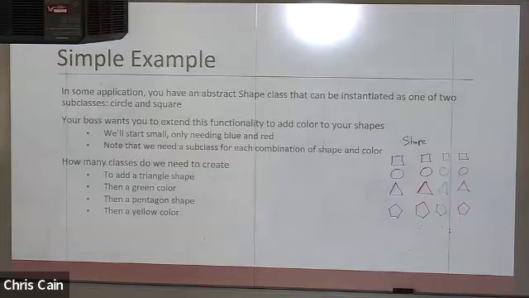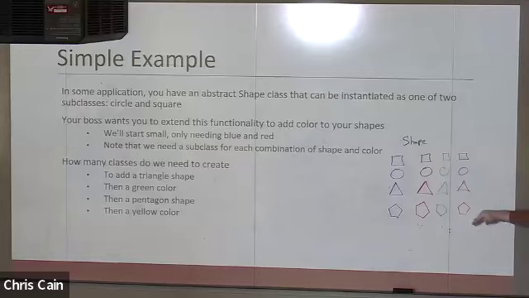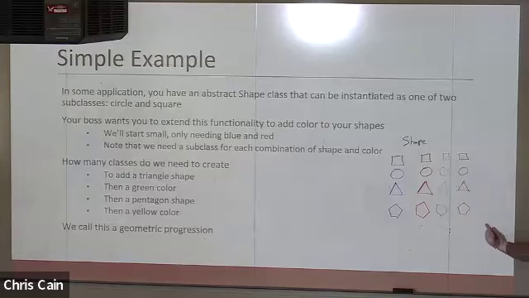And now we can see how this starts to grow, kind of like a square. Every time you add a shape, you're adding a row, and every time you add a color, you're adding a column. So it grows kind of quadratically with the size of this. We end up with a geometric progression. So this starts to get gross as you start extending this more and more.